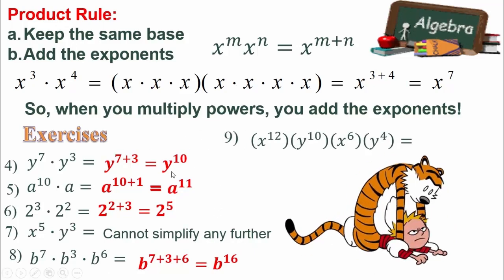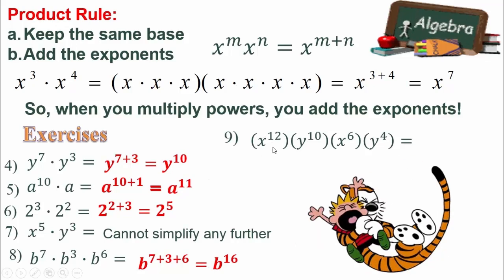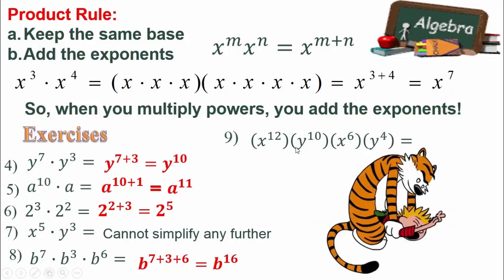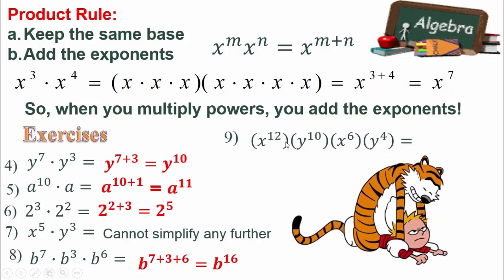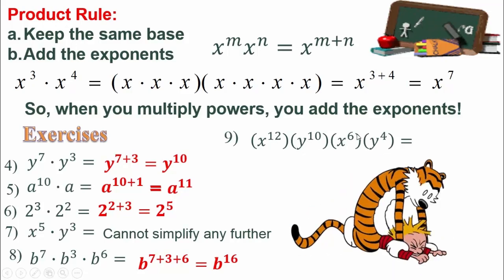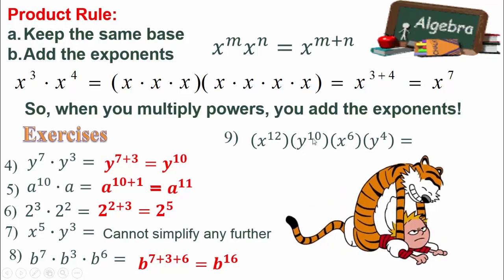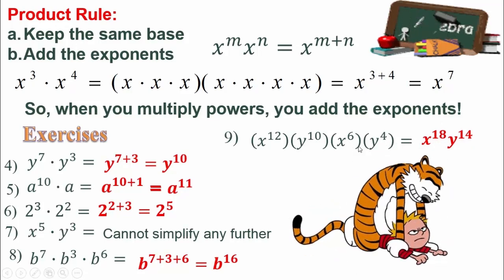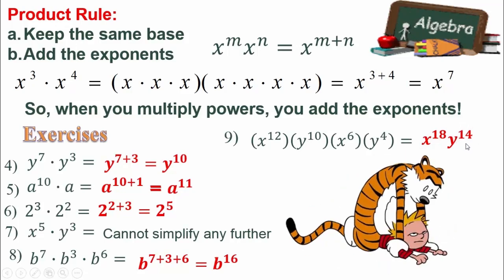And then in example number 9, again, you want to be very careful of your bases, because here we have x's and here we have y's. So we can add up our x's, 12 plus 6, and then our y's, 10 plus 4. So that means our x's add up to 18, so that's x to the 18th, meaning the power on our x's. And the power on our y's adds up to 14, and we cannot simplify this any further.